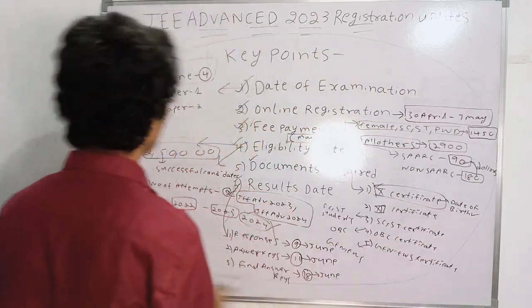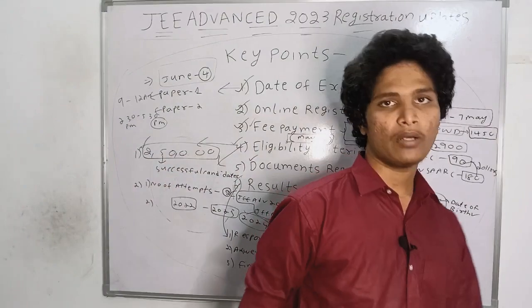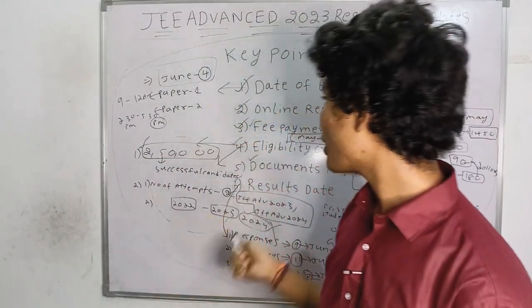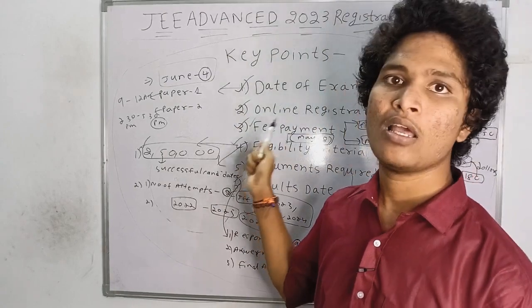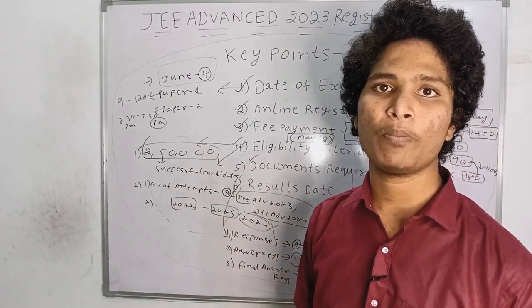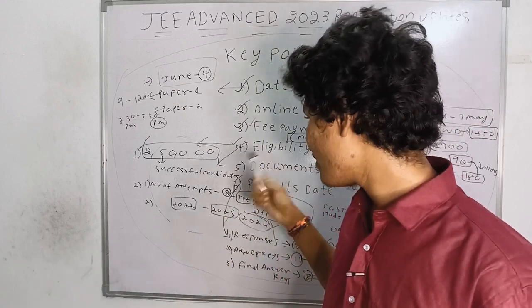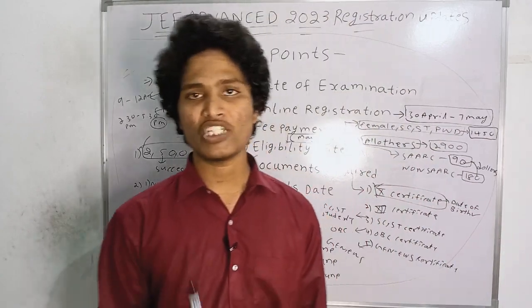You can take a snapshot, a screenshot of this, and keep it safe, because it is very important to understand each and everything: when the exam is going to happen, when we have to register, how much amount I have to pay, which category I belong to, what documents I have to bring for registration, and when the results are going to be declared. These are all very important points for JEE Advanced 2023 students.